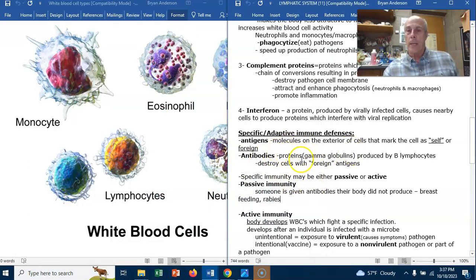So antibodies, yep. Very good, and we'll probably stop right there with antigens and antibodies, and pick up passive and active immunity, specific immunity, next time we meet. All right, I think I'll stop there.